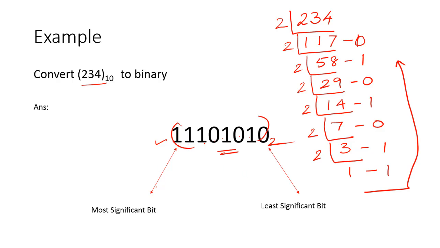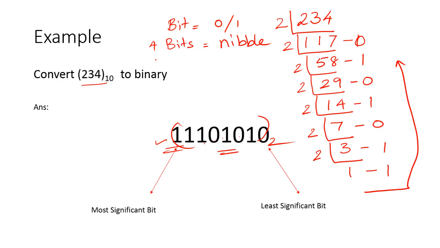I have indicated two important parts, which are the most significant bit and the least significant bit. The bit at the leftmost side is the most significant bit. The least significant bit is the rightmost one. In binary, you have to remember one thing: when you say bit, it is either 0 or 1. If 4 bits come together, you call it a nibble.